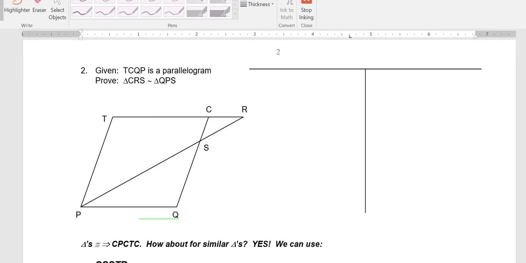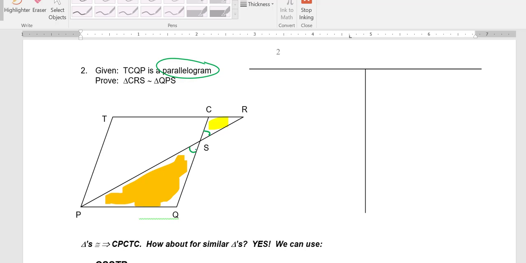So here we are on the backside. We're trying another one. We got a parallelogram to start out. So that gives us a whole bunch of information, obviously. And basically you're trying to prove that this triangle right here is similar to this triangle right here. Okay, so it's probably going to be AA. We have one set of angles for sure, congruent.